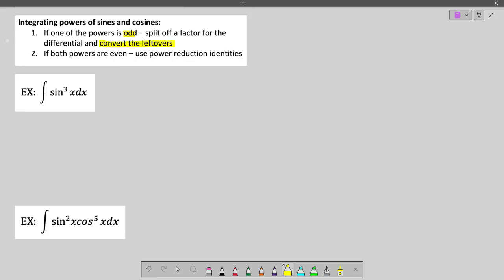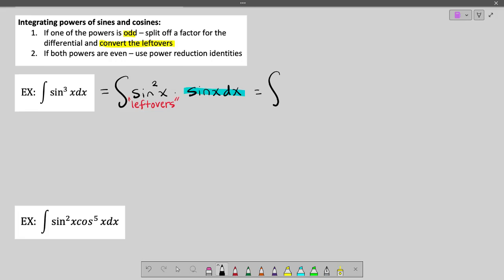Convert the leftovers. So by leftovers, this is what I am referring to. We have an odd power, so we pull one off, and it's going over to commingle with the differential. These are the ones that I'm referring to as leftovers, the ones that are left behind after we pull one off. So pull off a sine, now we've got some leftovers, and we are going to convert the leftovers to the co-function.